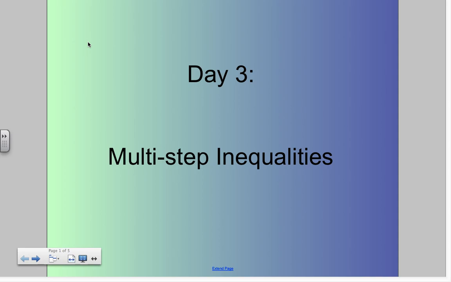Do you know how to get rid of parentheses with the distributive property? Do you know how to do that? Okay. Do you know how to simplify both sides of an equation? So could you simplify both sides of the inequality? That's one thing to keep in mind.